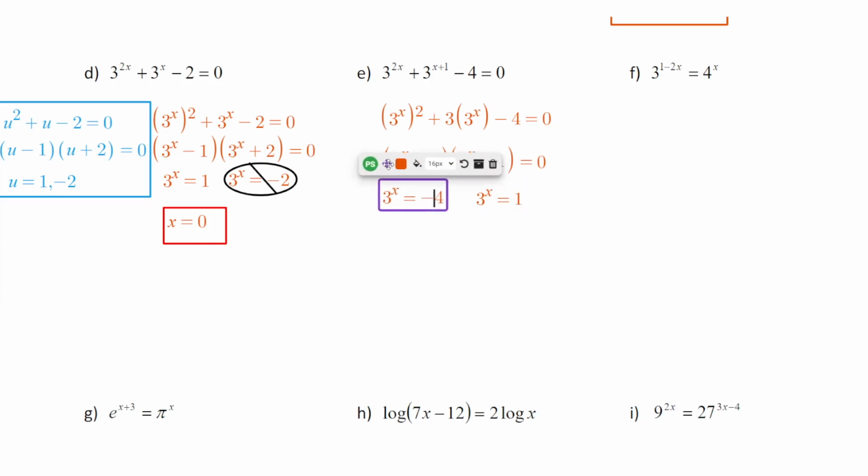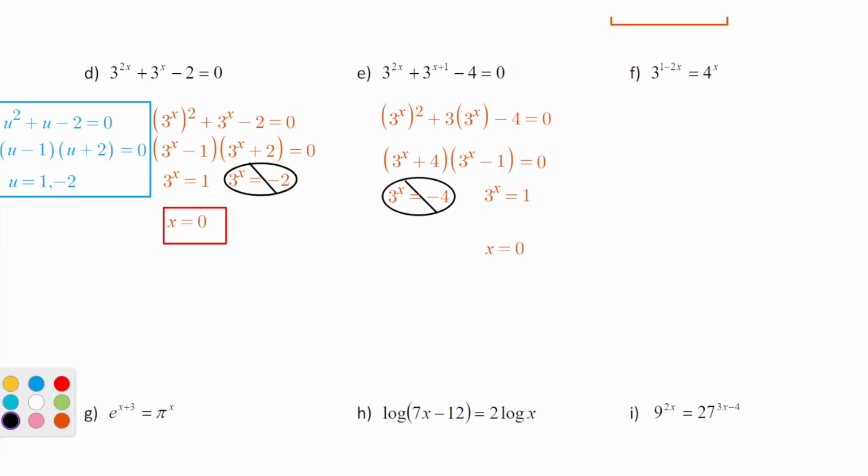Okay, so we have a range error over here. 3 to the x can never equal negative 4, so let's go ahead and x that one out. That one cannot be a solution. And then 3 to the x equals 1, the only thing x could be there would be 0. So we actually get the same answer for E that we did for D. Fun stuff. So we got x equals 0 for both of those. Kind of lame, but whatever.